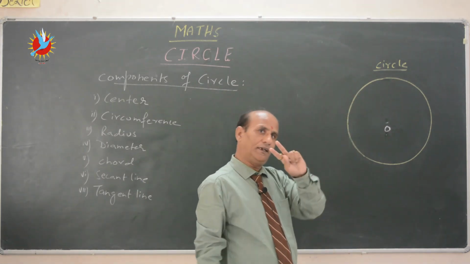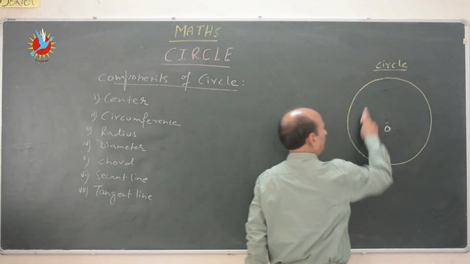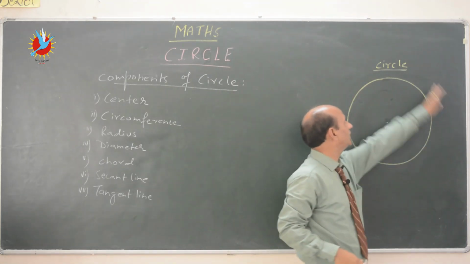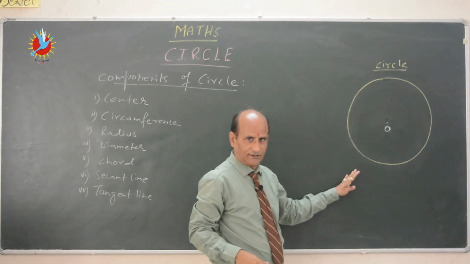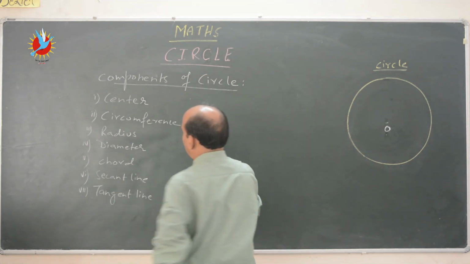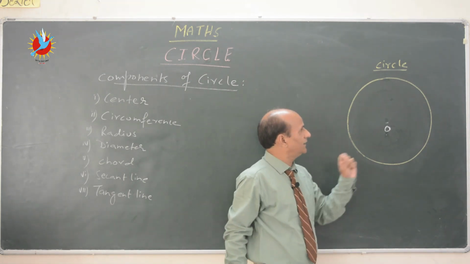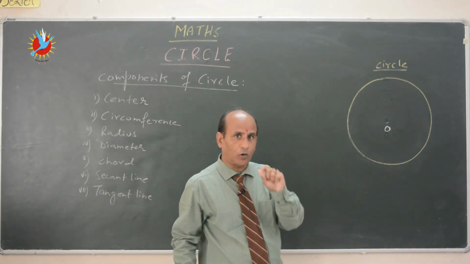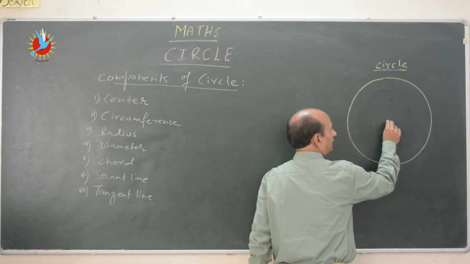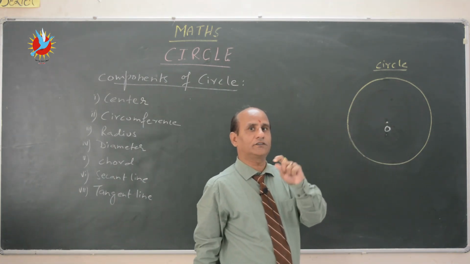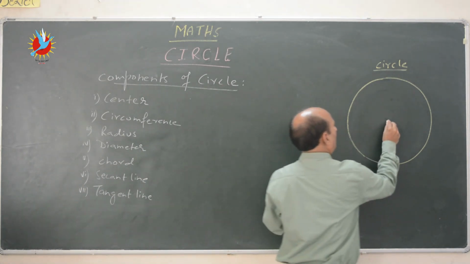Now here we have two parts. This region is the internal part of the circle and all this is called the external part of the circle. Third, the important part is radius. Radius is the distance from the center of the circle to any one point on the circumference.